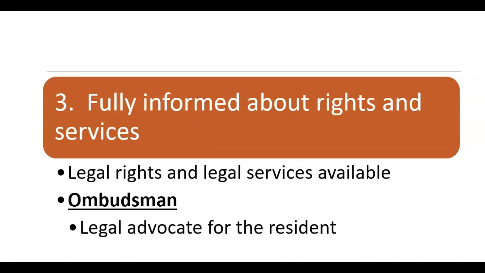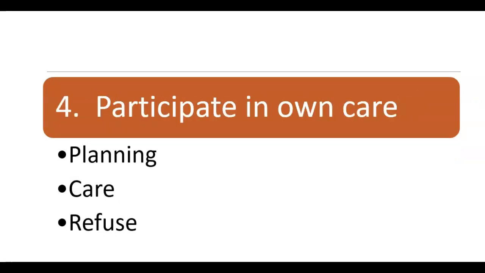Number 3, being fully informed about their rights and services, legal rights and legal services available. An ombudsman is a legal advocate for the resident. Usually at every facility they'll have somebody designated as the ombudsman, and they just make sure that we're not violating any resident rights. Number 4 is to participate in their own care, in their planning, in the care itself, and they are able to refuse care.